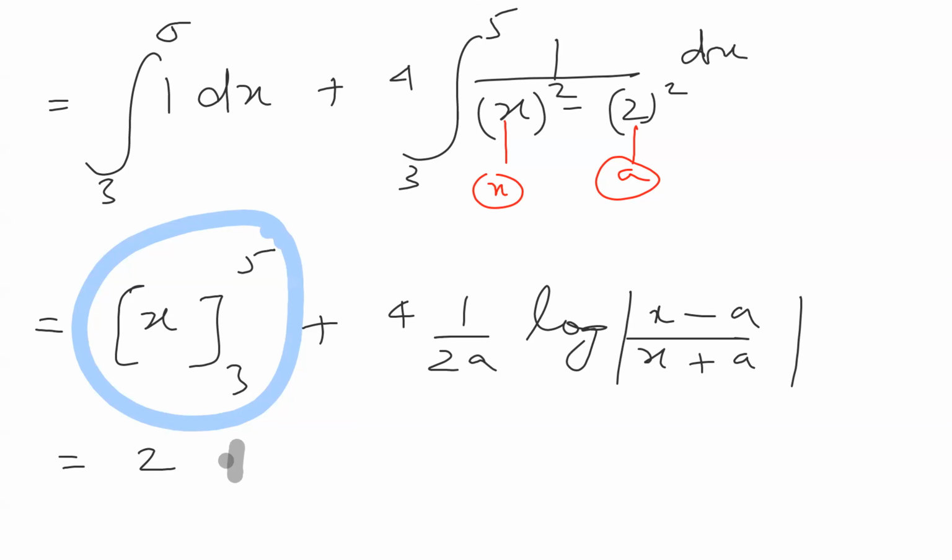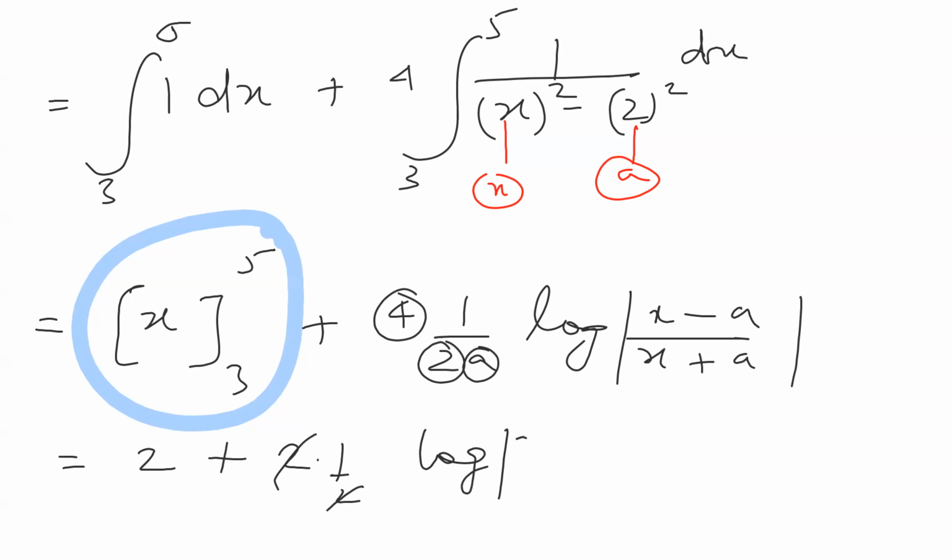Plus 4 upon 2 will give you 2. The value of a is also 2. Again, there is a cancellation over here. Log modulus (x minus 2) upon (x plus 2), put a box bracket 5 and 3.